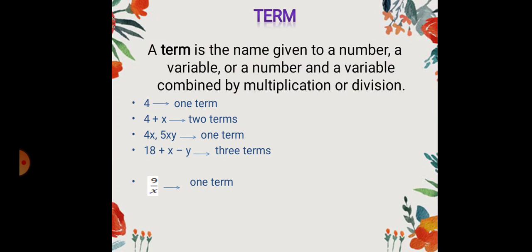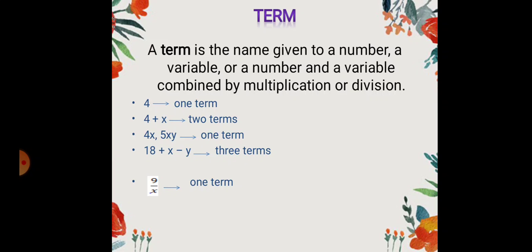Next comes the new term called term. Yes, a term is the name given to a number, a variable, or a number and a variable combined by multiplication or division. All these three things can be called a term. As you see here, the first one is just 4. It's one single term.